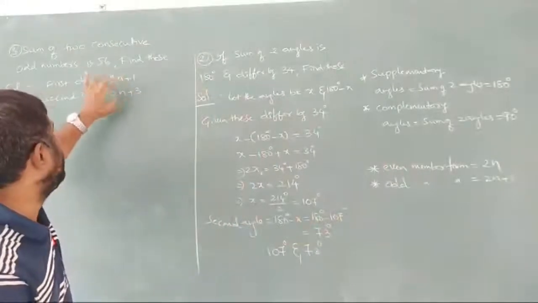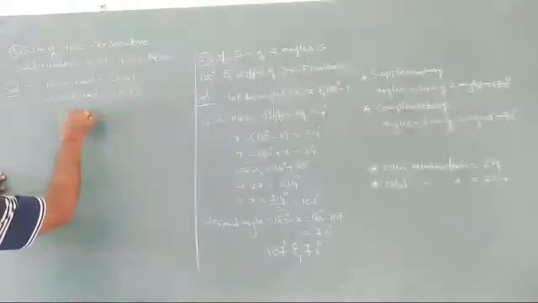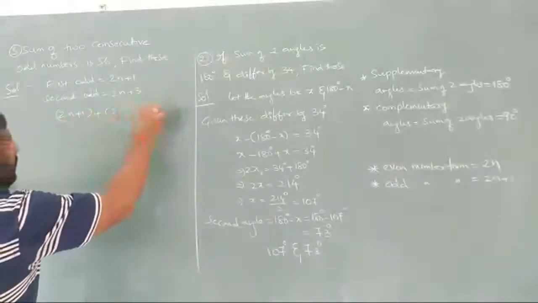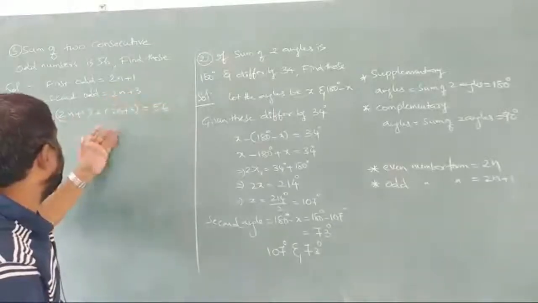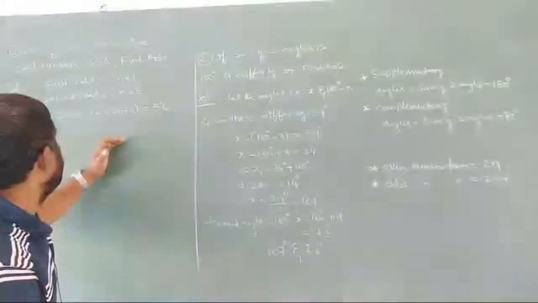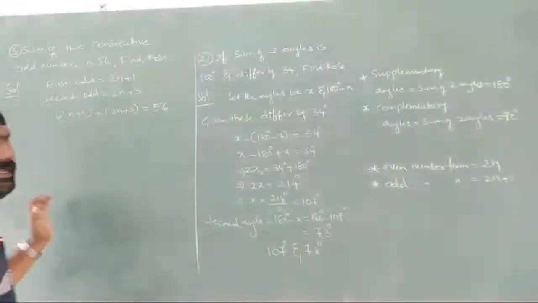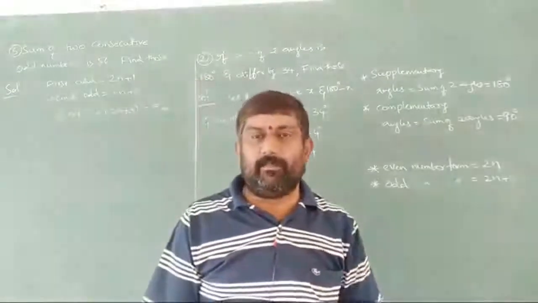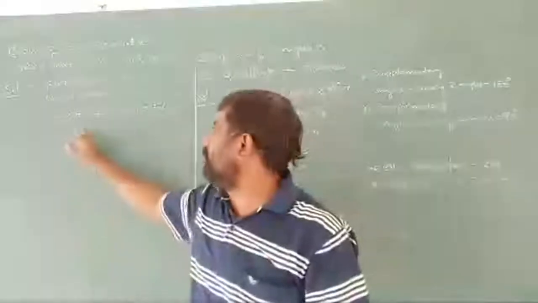Now what is given? The sum of these two is given. So simply 2n plus 1 plus 2n plus 3 is going to be 56. How much is it going to be? The answer will be 27 and 29, both consecutive odd numbers. You try to complete this.